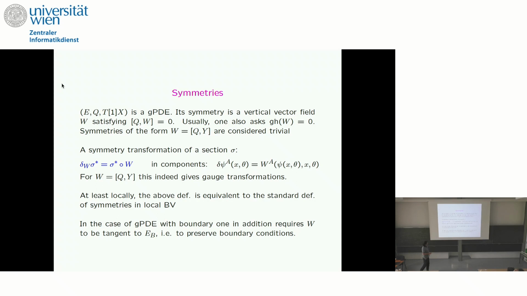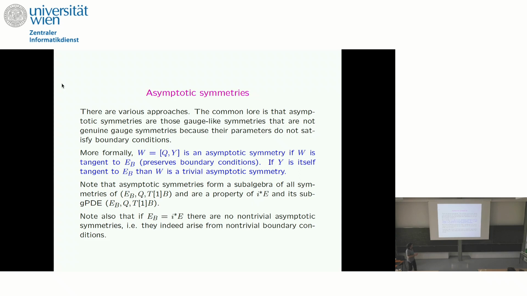This is a more or less standard setup. And one can check that under some general assumptions, this is, of course, not the usual definition of symmetry, but if you build it properly starting from the BV formulation, it's a correct definition of symmetry. And if we are dealing with a theory with boundaries, then of course your symmetry should also be compatible with your boundary conditions. It means that this vector field W should be tangent to the PDE of boundary conditions, to this EB. And now we can give a proposal for how asymptotic symmetries can be defined in this setup. Of course, again, there is nothing new. We know that asymptotic symmetries are something like gauge symmetries which become non-gauge because of boundary conditions.